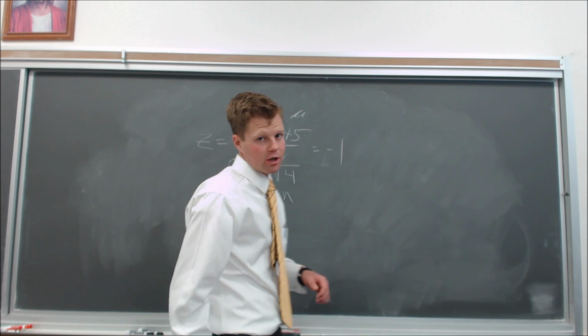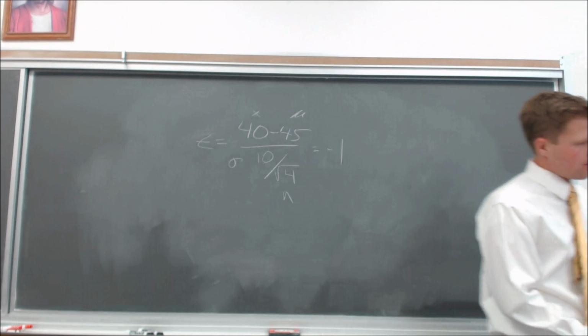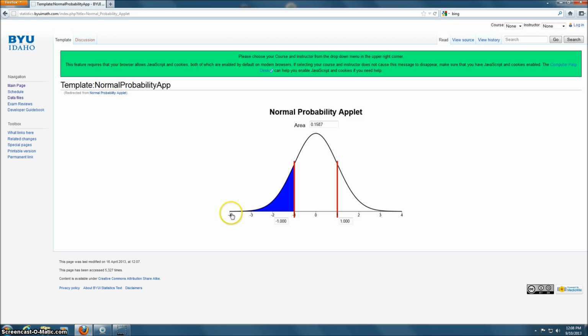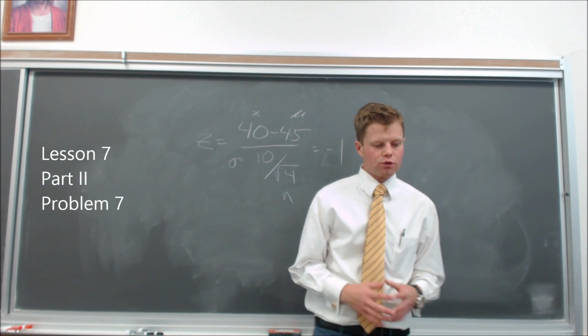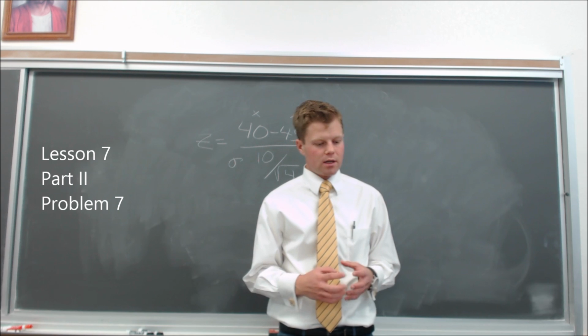So we can come over here to -1 on the probability applet, and we want to know if it is less than. So -1 as a z-score, less than, gives us an area of 0.1587.